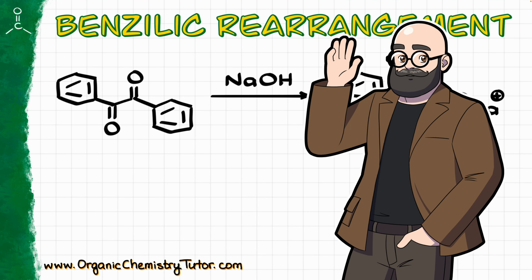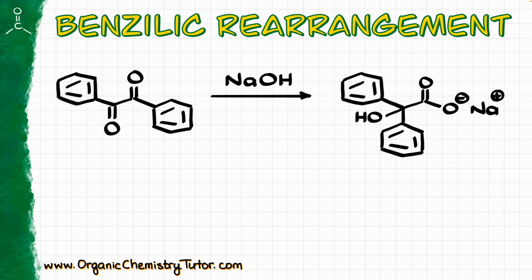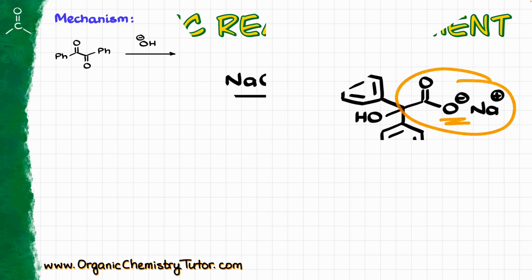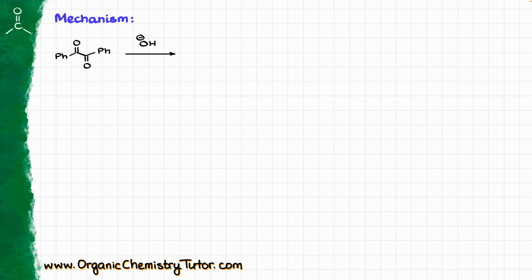Hey everyone, Victor is here, and in this video I want to talk about the benzilic rearrangement, which is a specific rearrangement of alpha dicarbonyls like the one that I have over here, that in basic conditions give us corresponding carboxylic acids, or rather I should say carboxylates, because in the basic conditions the carboxylic acid is going to be deprotonated. Alright, let's take a look at the mechanism of this reaction.